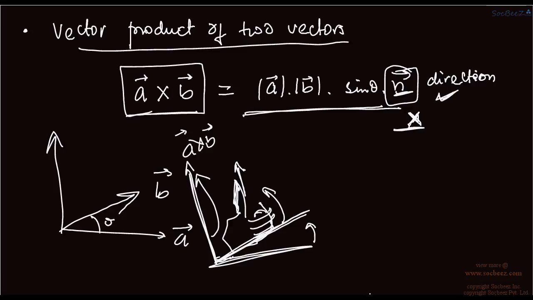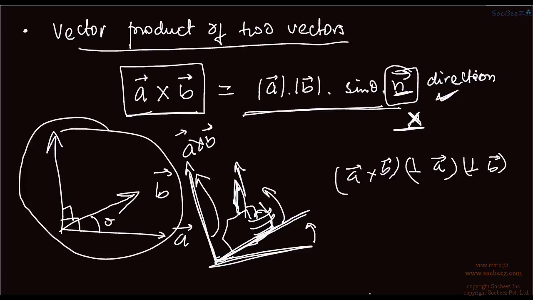Theta is the angle between them. So A cross B vector is perpendicular to both of the vectors, because the thumb is perpendicular to all the fingers. So that's why this is perpendicular to A and B. So A cross B is perpendicular to A vector, perpendicular to B vector. Fine. And A, B, A cross B, this is called a right hand screw system. So A, B, and this is n vector, because n vector shows the direction of A cross B. So that's why these three are in different planes.